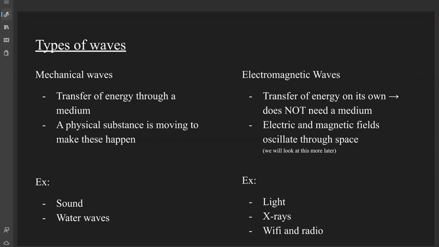Electromagnetic waves just transfer energy on their own. It's electric and magnetic fields that oscillate. And that's something that we're going to talk through a little bit more, what that means. But electric fields and magnetic fields oscillate through whatever kind of space it is. So examples: visible light, X-rays, Wi-Fi and radio, things like that. Your phone operates off of radio waves. Wi-Fi operates off of radio waves. Your car radio operates off of radio waves, things like that.